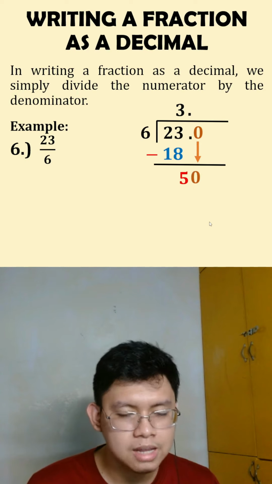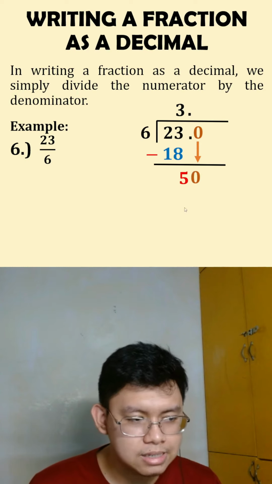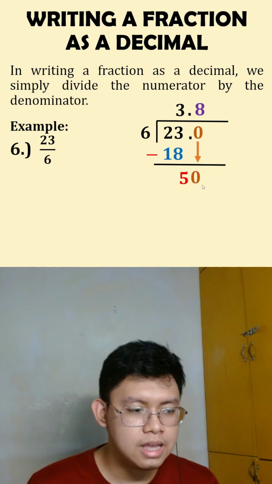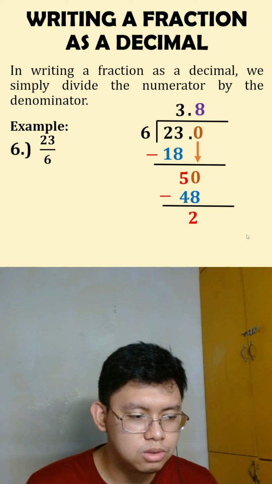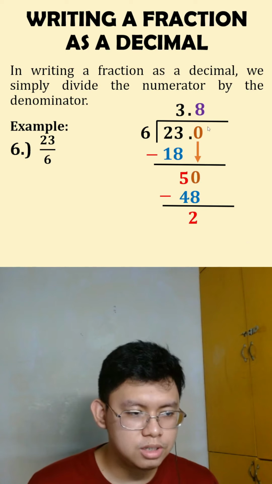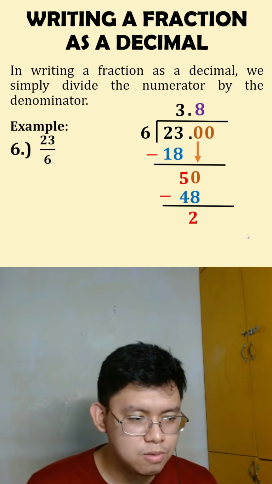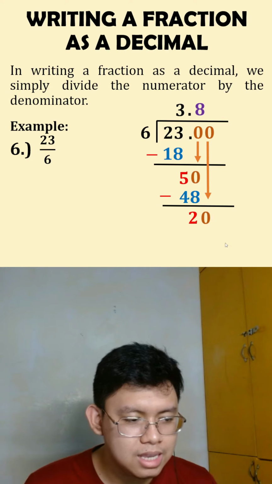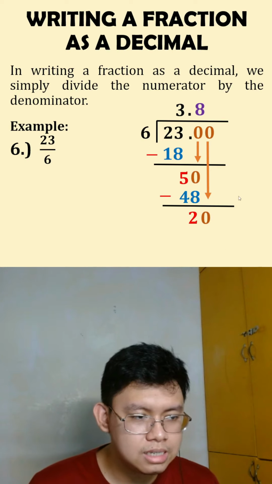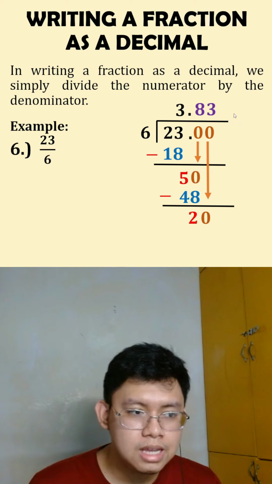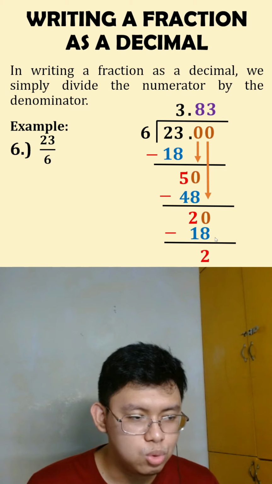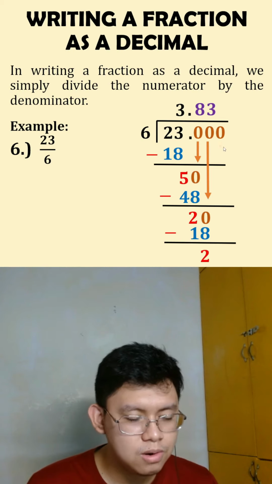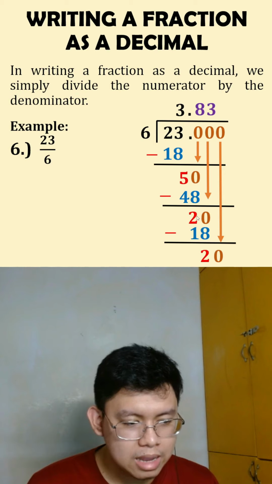Magiging 50 siya. 50 divided by 6, that will give us 8. 8 times 6 is 48. Subtract natin. That will be equal to 2. Tapos, create ulit tayo ng panibagong 0. Bring down 0. That will be 20. 20 divided by 6 is 3. 3 times 6 is 18. Subtract ulit natin. 20 minus 18, that will be 2. Tapos, bring down 0. Kung mapapansin nyo, 20 ulit.